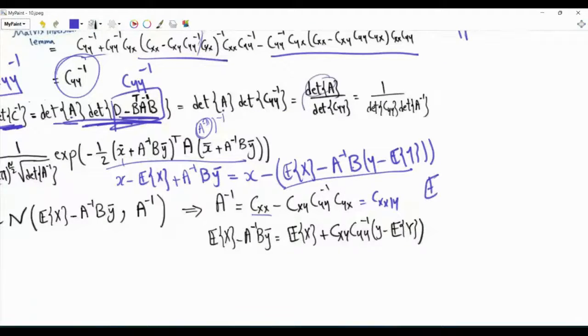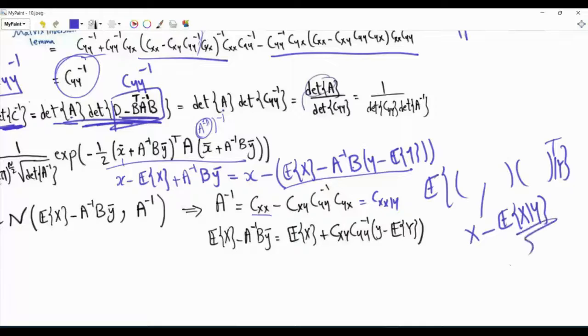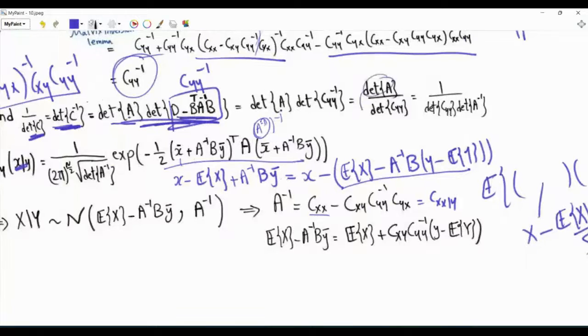Don't forget that this is an expectation of the outer product of a vector. And what is the vector? We do this expectation given y, and the vector is x minus, not just the expected value of x, but the expected value of x given y. So what is this conditional expectation? The conditional expectation of x given y is this term here, right? The general form for a multivariate distribution is x minus the mean vector. So this is exactly the mean vector.